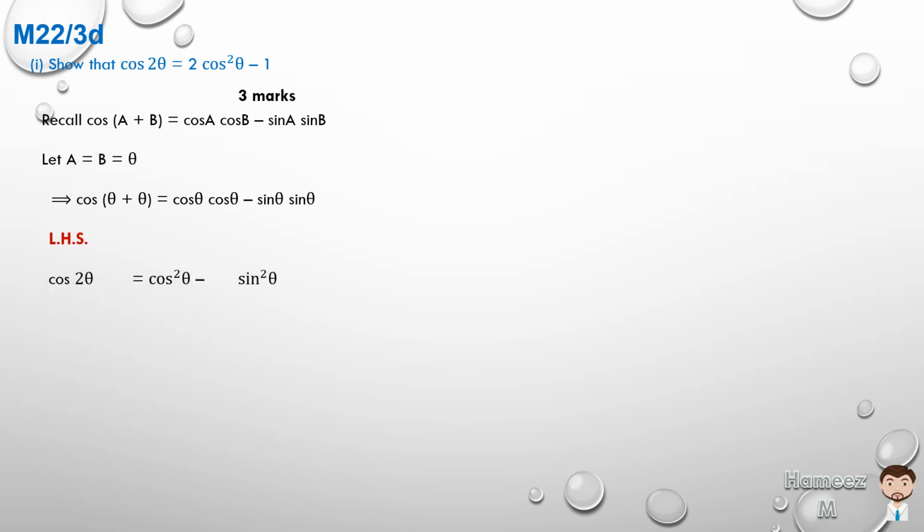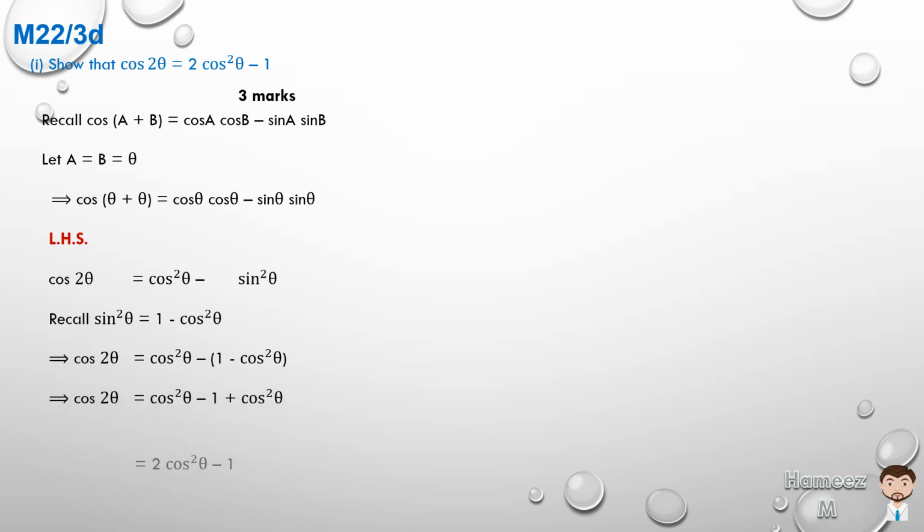And if we let A and B both be equal to theta, then we're going to get cos(theta plus theta) is equal to cos theta by cos theta minus sin theta by sin theta. And we can simplify this, which will be our left-hand side. So cos 2 theta is equal to cos squared theta minus sin squared theta. And let's recall that sin squared theta is 1 minus cos squared theta. So cos 2 theta is equal to cos squared theta minus (1 minus cos squared theta), which is equal to cos squared theta minus 1 plus cos squared theta, which is equal to 2 cos squared theta minus 1, which is the right-hand side. So we have completed the proof.